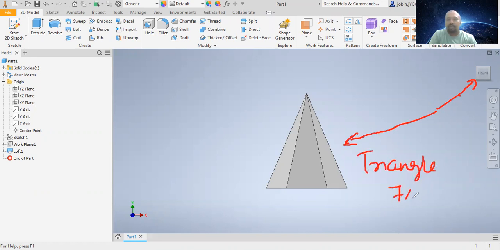What is the height of the triangle? Height of the triangle is 74 millimeter. And then what is the top view?